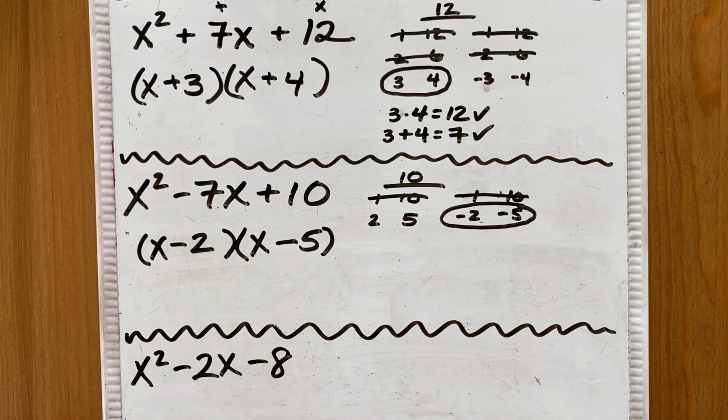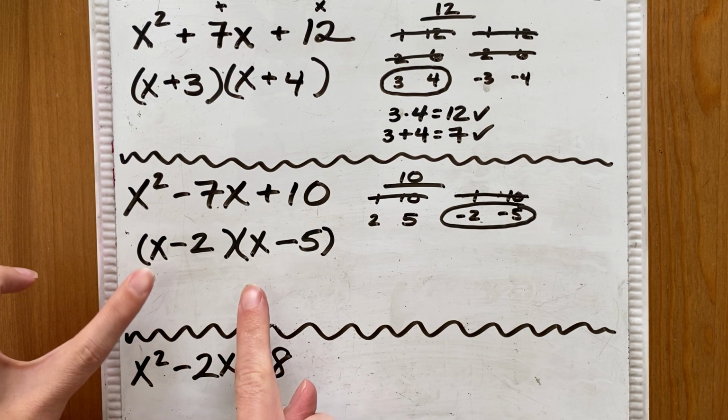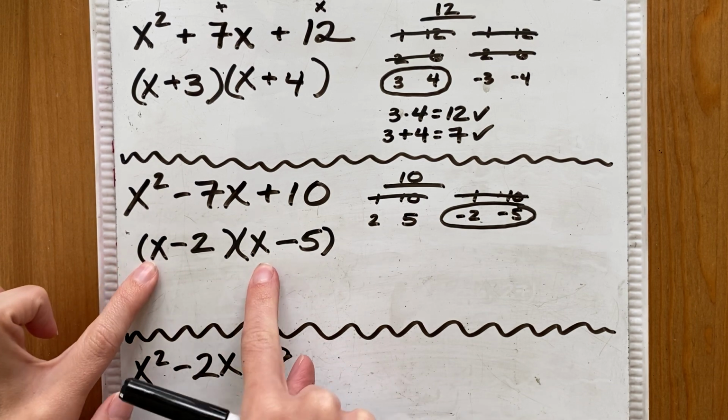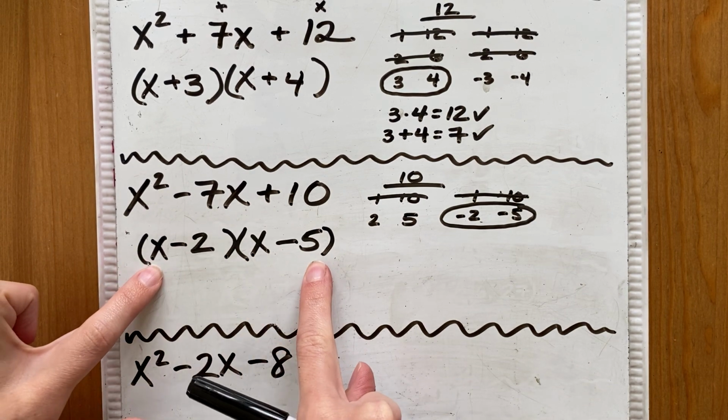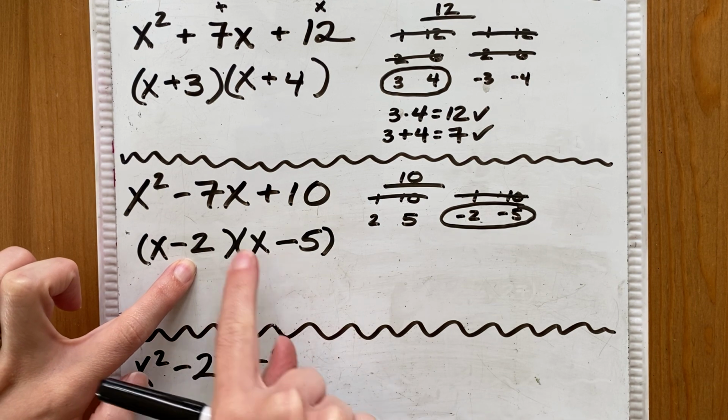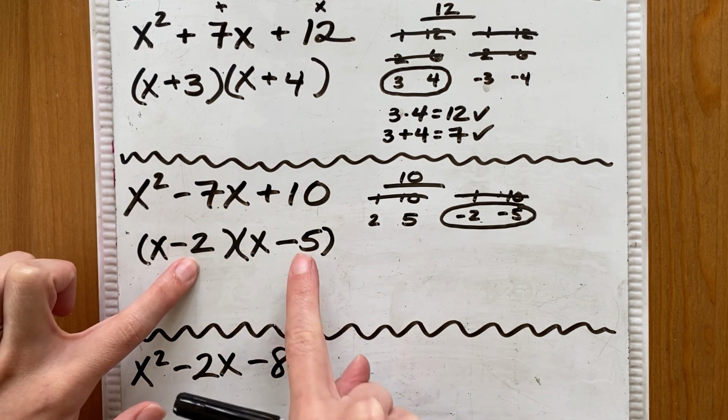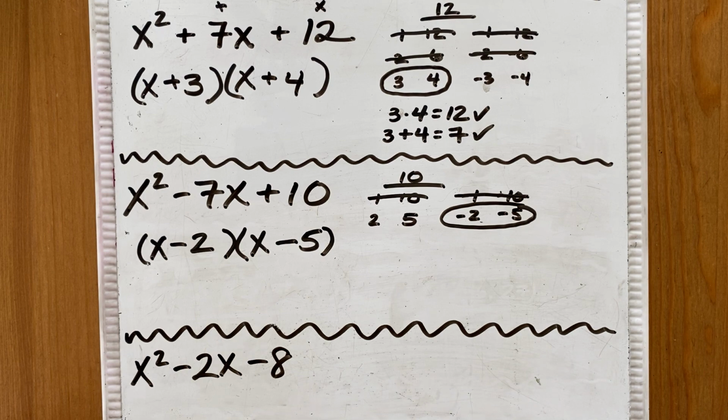Again, you could multiply this back through just to make sure that things work out the way that they should, signs and all. X times x is x squared. This would give you negative 5x and negative 2x, which would combine to make negative 7x. And negative 2 times negative 5 makes positive 10. So that does check out.